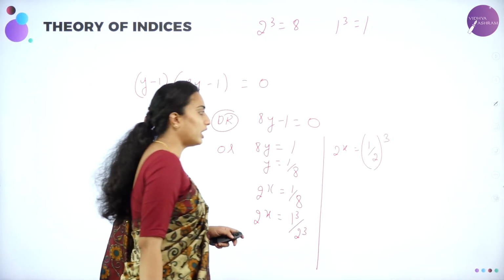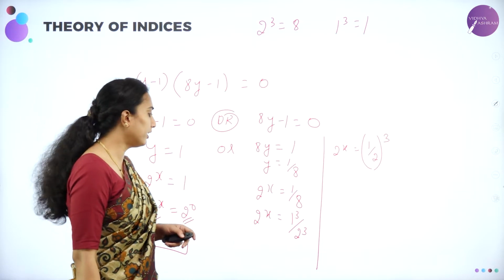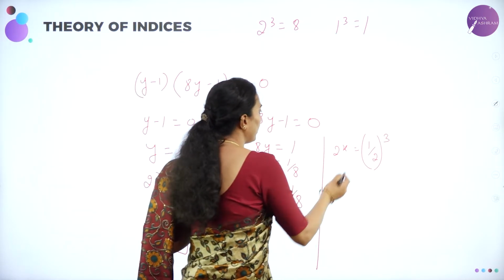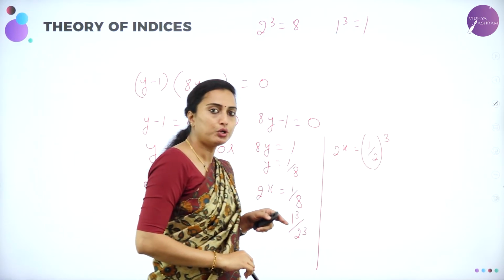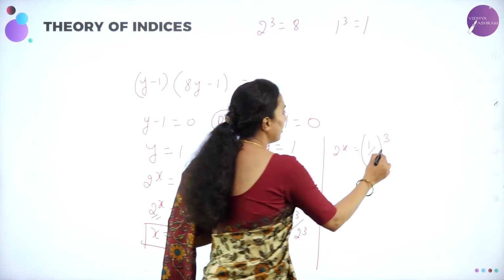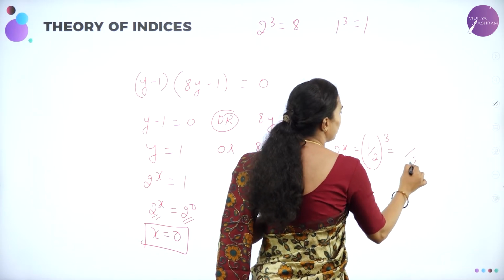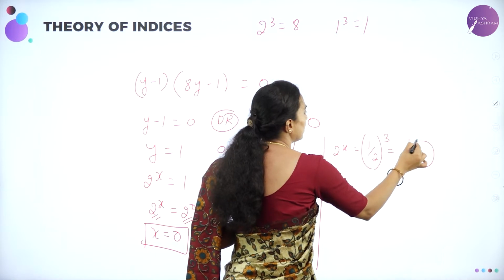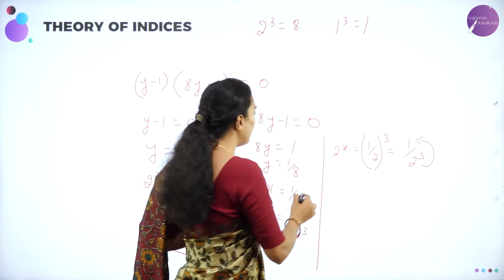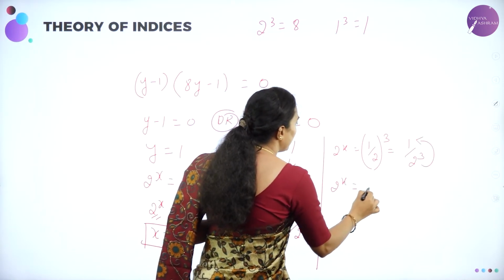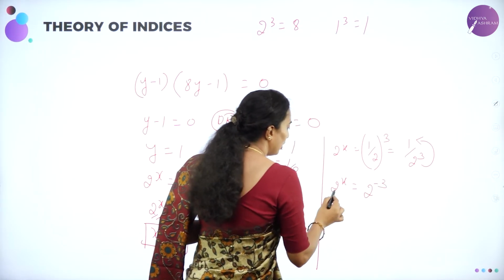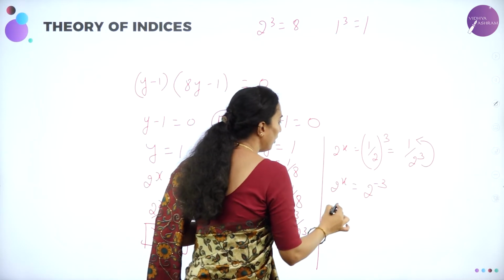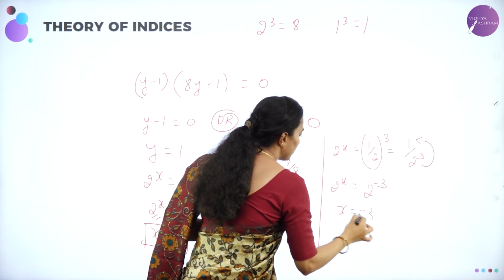Correct? If it is 1 by 2 whole cube, I can raise that power to minus 3. Ma'am, how can I equate? This is 1 by 2, I want 2. You can write like this: 1 cube is 1, 2 cube is as it is. Now I can take this to the numerator. If I take that to the numerator, what will it become? 2 power x will be equal to 2 power minus 3. Now, the bases are the same, I can equate the powers. So, therefore, x will be equal to minus 3.